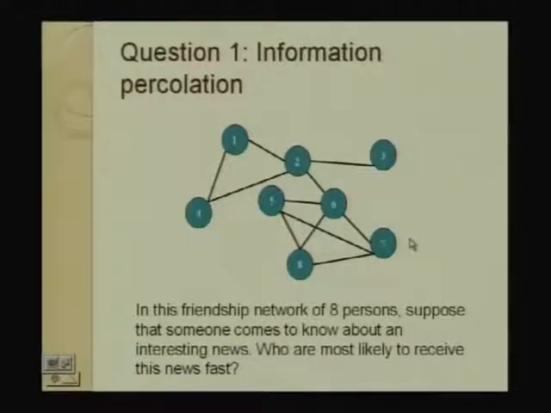Now, I ask you this question that in this friendship network of 8 persons, suppose there is some information that suddenly gets known to one of the persons, then what's the probability, or who are the nodes or friends in this network who are most likely to get this information very fast?